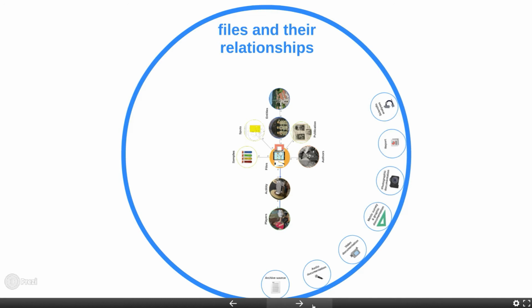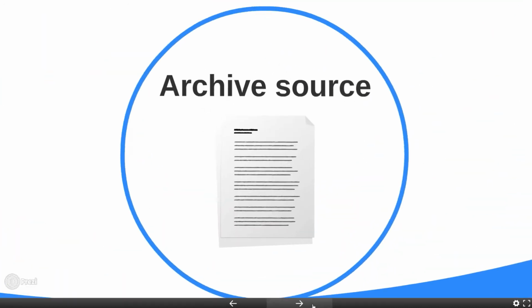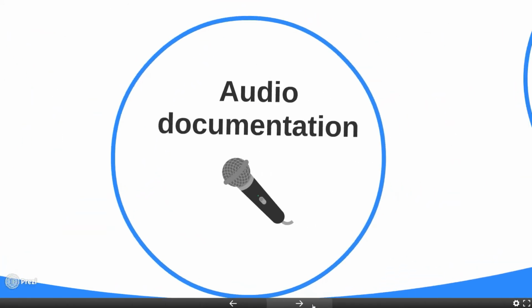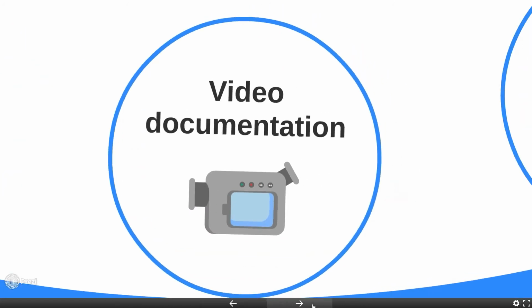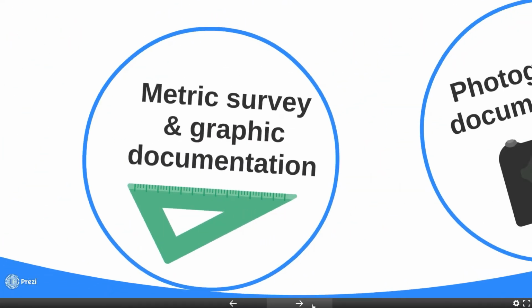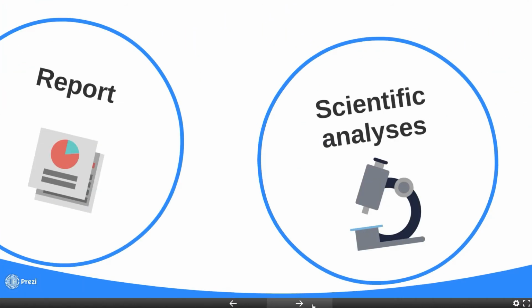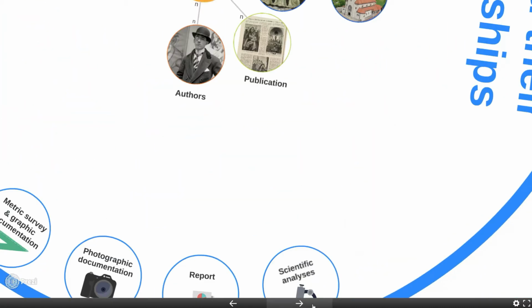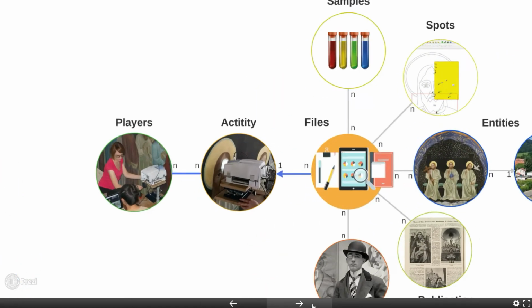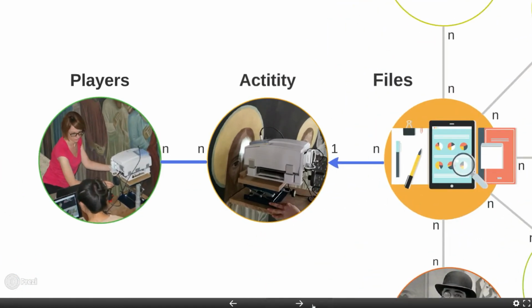A file can be any type of content, such as archival sources, audio documentation, video documentation, metric survey and graphic documentation, photographic documentation, any type of report, and scientific analysis. Files always belong to an activity, and through it they are linked to players. So, when querying the database, we always know who created or collected them, for what purpose and in what context.